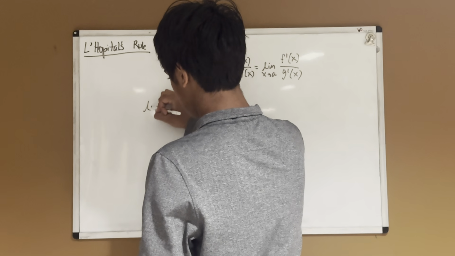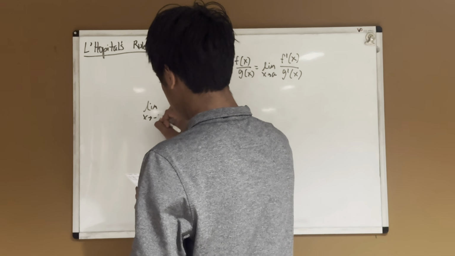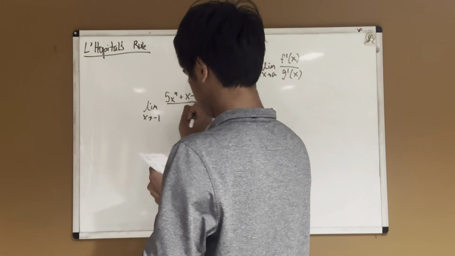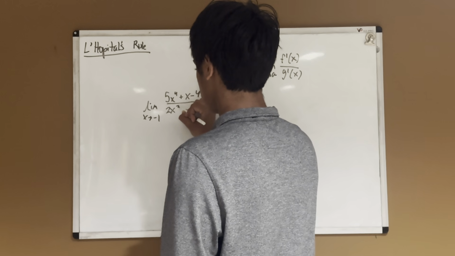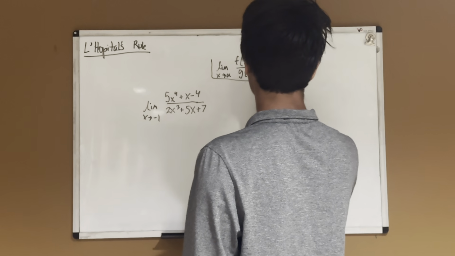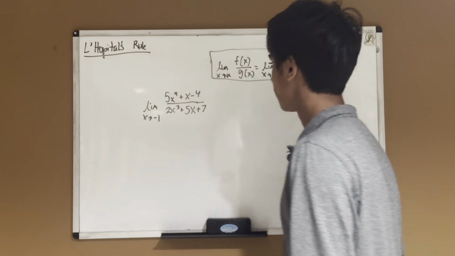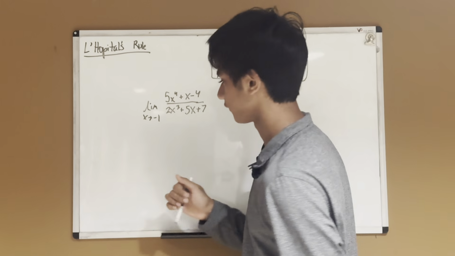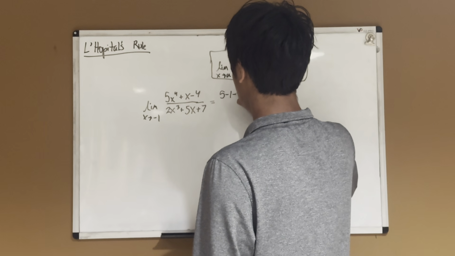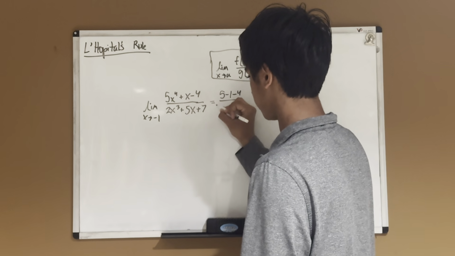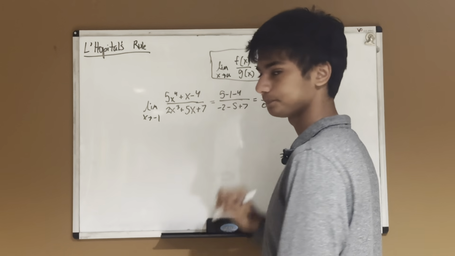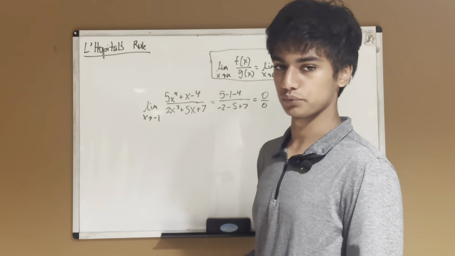Let's say we're given the problem: the limit as x approaches -1 of 5x to the fourth plus x minus 4, over 2x cubed plus 5x plus 7. Whenever we see a limit problem, we should always try plugging in first. If we plug in -1, we get 5 minus 1 minus 4, which is 0, and we get -2 minus 5 plus 7, which is also 0. So we get the indeterminate 0 over 0. In this case, let's try using L'Hopital's rule to solve the problem.